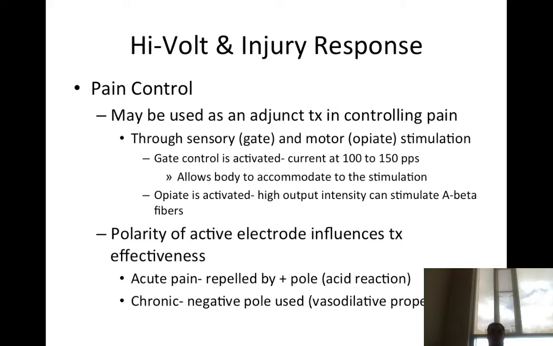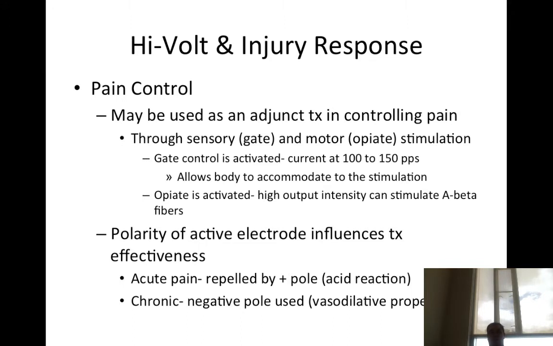Polarity of active electrode influences treatment effects. So if you have somebody in acute pain, this is repelled by the positive pole, right? Acid reaction. If they're in chronic pain, we actually use the negative pole. This has vasodilative properties. So in acute pain, interesting, right? We can use one form versus chronic pain, we can use another form.